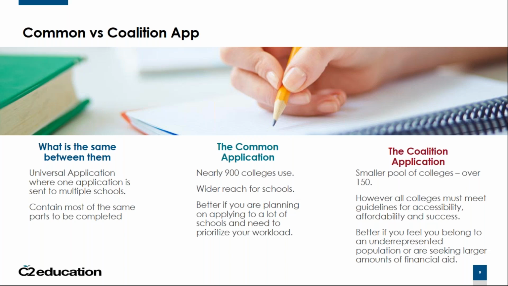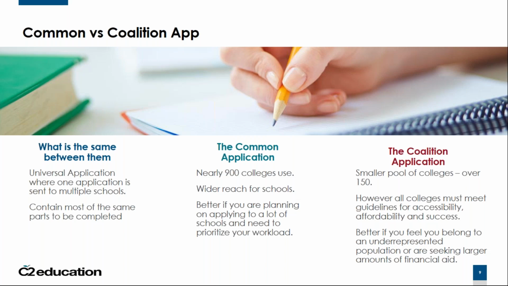Now, the Common app is the most popular, the most widely used. Nearly 900 colleges use this. That means you're going to get a wider reach. If you want to fill out less work, if you want to do fewer applications, the Common app is good, especially since I've had students that are applying to 20 plus colleges. If you're applying to that many colleges, you probably want to go to the Common app, right? Because you need to prioritize your workload. You're going to have possible supplements for 20 different colleges. That is a lot.